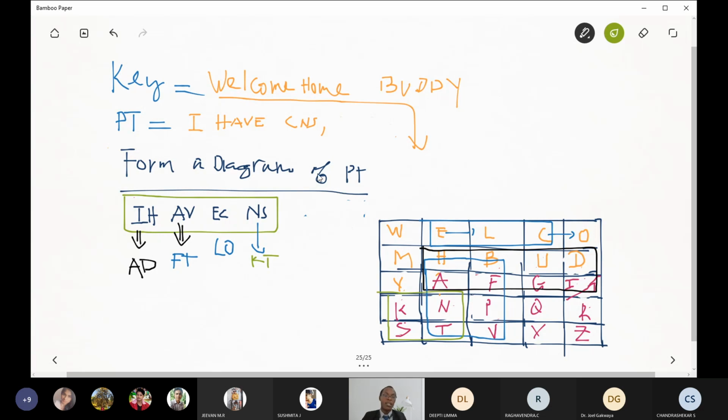So now Mr. Jivan is going to send this message to Chandrasekhar: AD, FT, LO, KT. This was the plain text. When Sir got it, he cannot know. So this is a way of encrypting. For the next time, we shall see how to decrypt and how things can be done. All right. If you have any doubt before the time expires, you can ask.